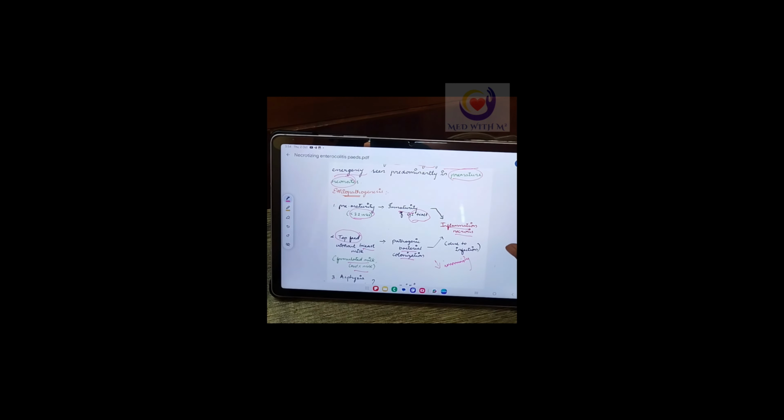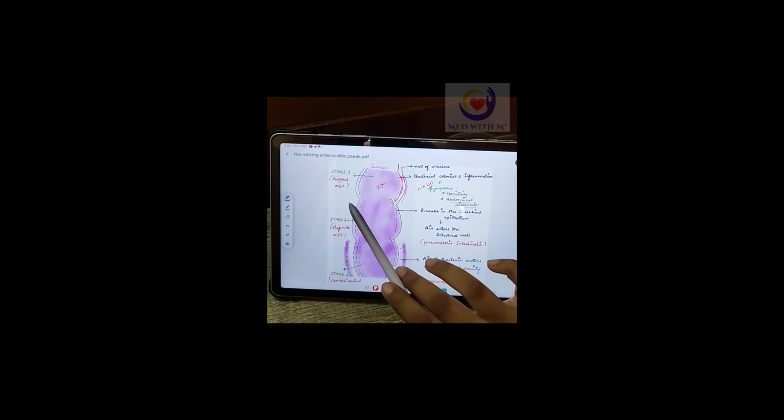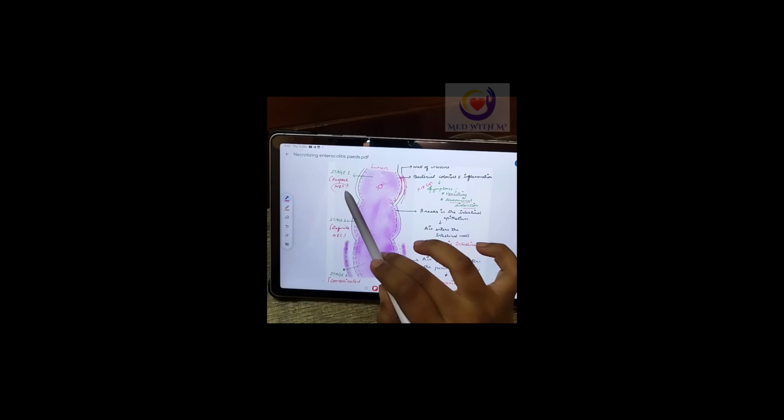In stage 1, the bacteria colonize in the lumen and reach up to the epithelium of the intestine. So it will cause non-specific symptoms like vomiting and abdominal distension. So stage 1 is known as suspect NEC.